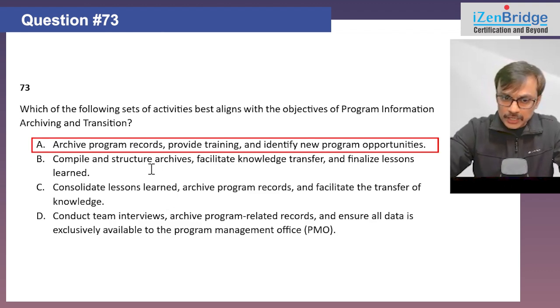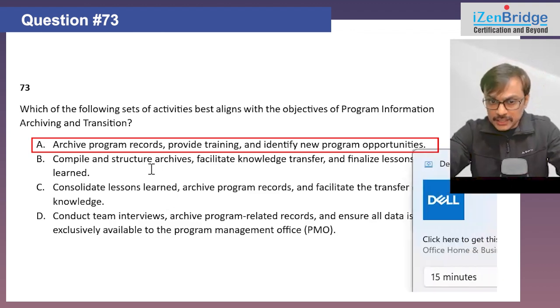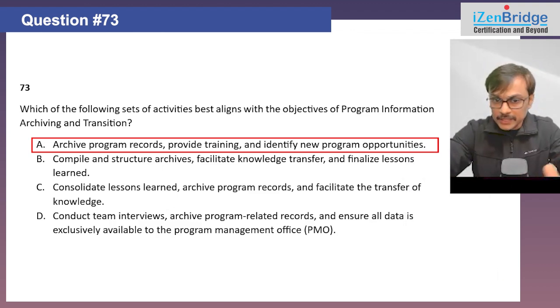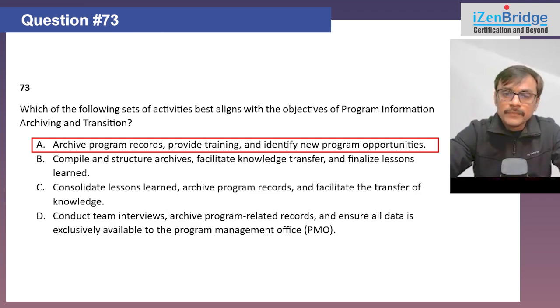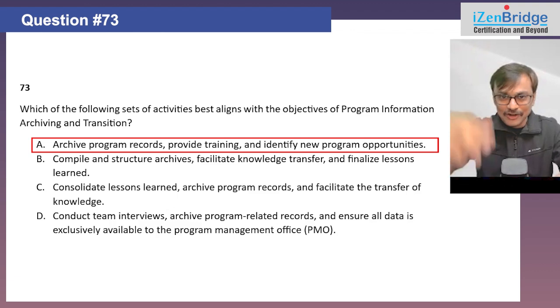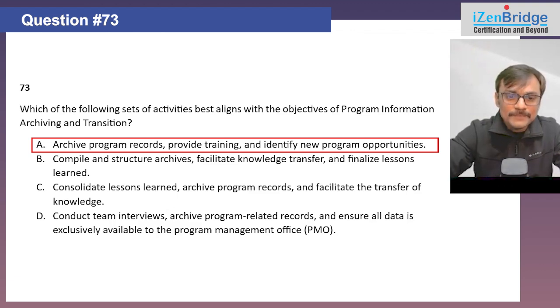Option A, archive program records. Good idea. Provide training. Knowledge transfer is a part of it, so in a way I can say training is relevant but may not be the all thing. Other ways of knowledge transfer should also be included. Identify new program opportunities. So what the identification of a new program opportunity has to do with the program information archiving and transitioning looks little odd, and probably that's the reason I have added that to make this option looks odd. Yeah, go to option B.